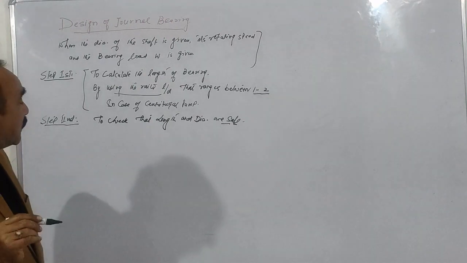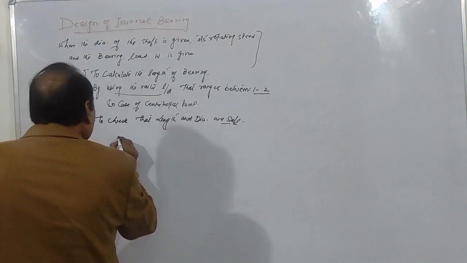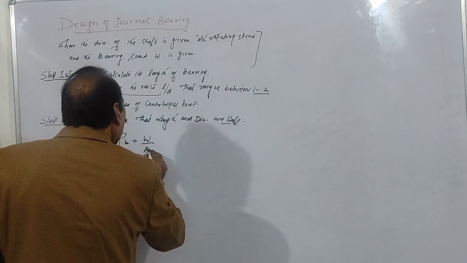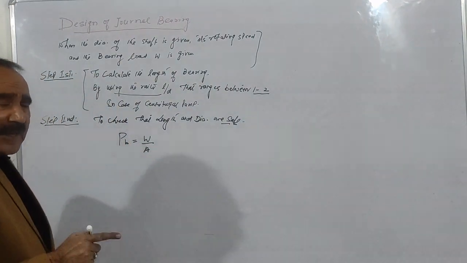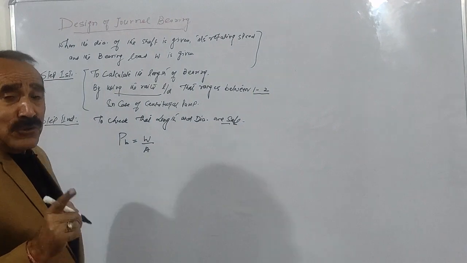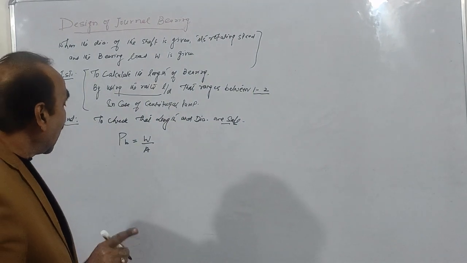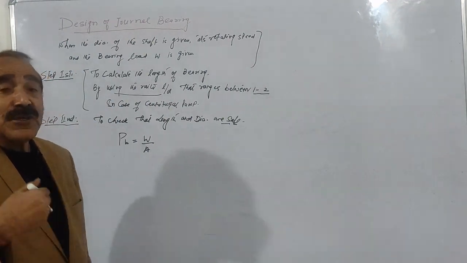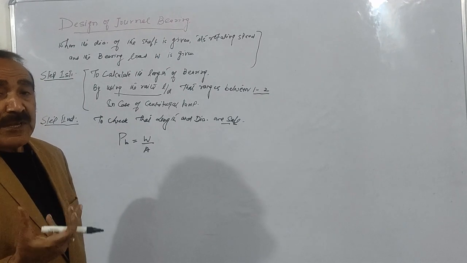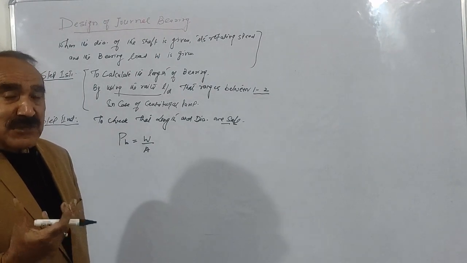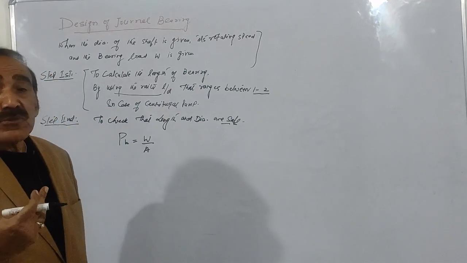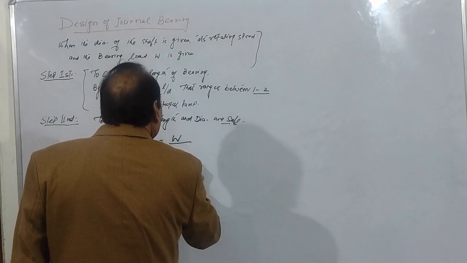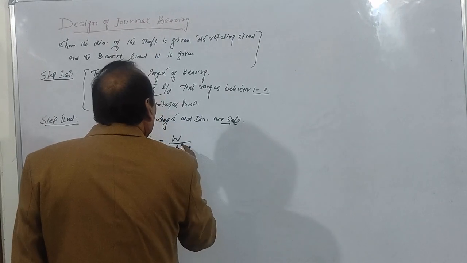By calculating the bearing pressure. The bearing pressure P, this is equal to W upon area, right? What is bearing pressure? Load upon area. The load is given to you in the problem, that is, for how much load you have to design the bearing, the load carrying capacity of the bearing. So from here you will calculate. So what will the area be equal to? Length into D, right?